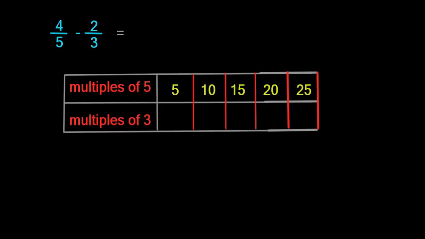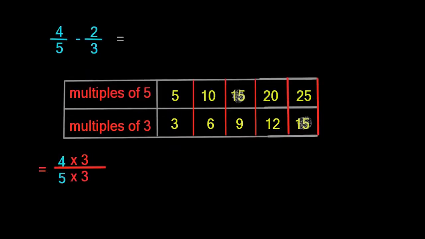Multiples of 5 are 5, 10, 15, 20, 25. Now let us find multiples of 3. Multiples of 3 are 3, 6, 9, 12, 15. Now let us look for the common multiple of both 5 and 3. So the common multiple of 5 and 3 is 15.